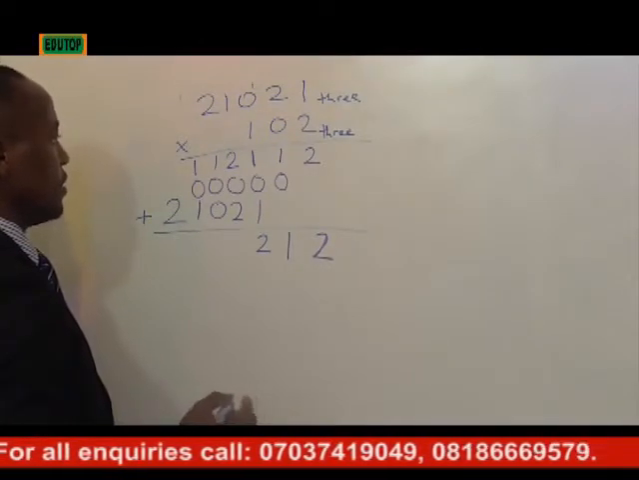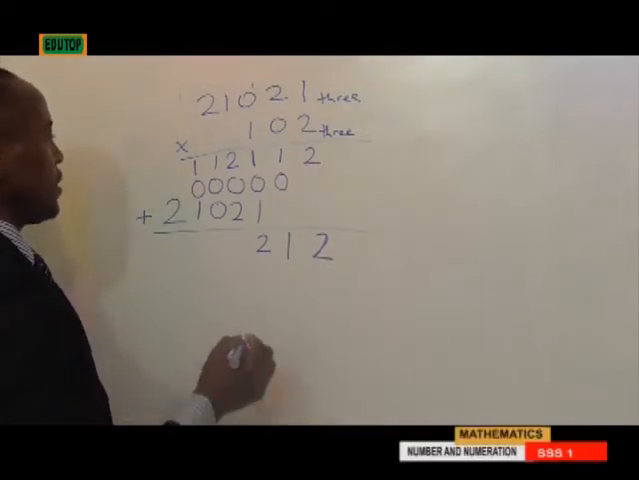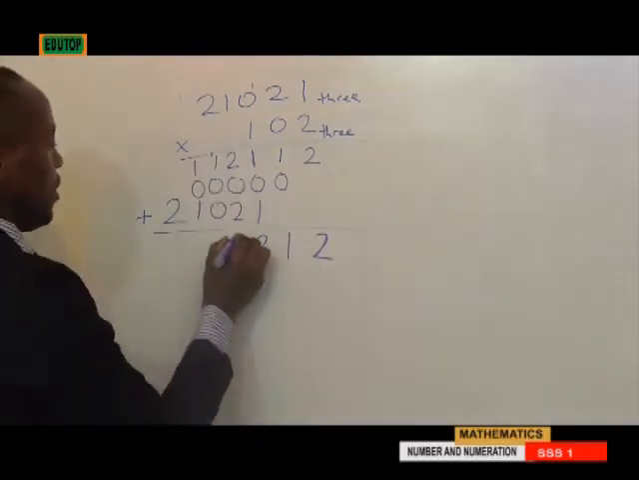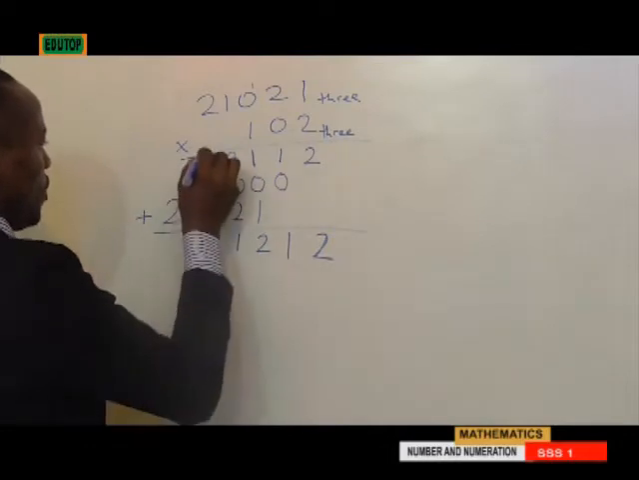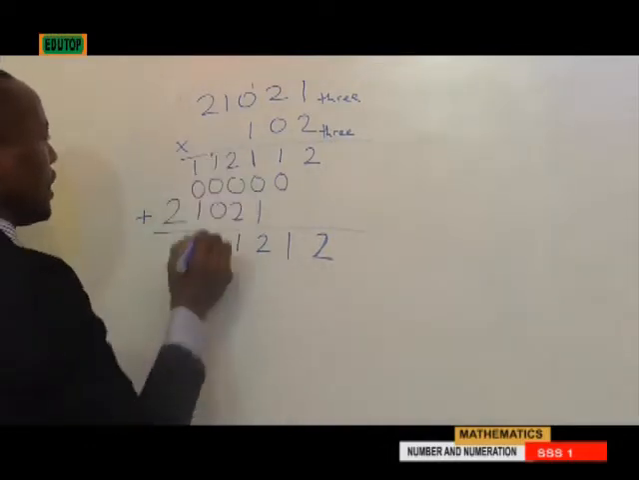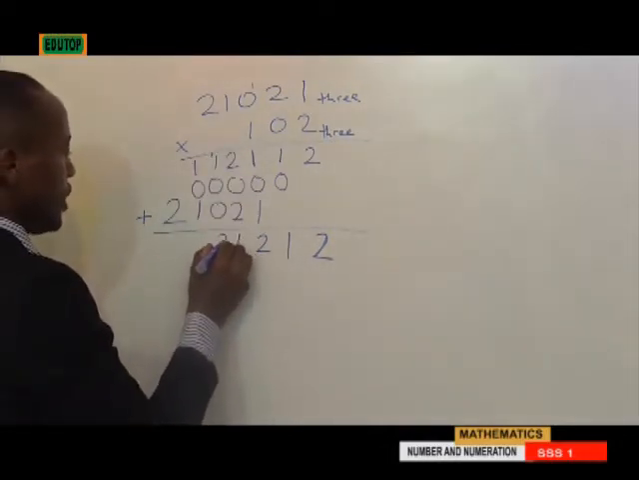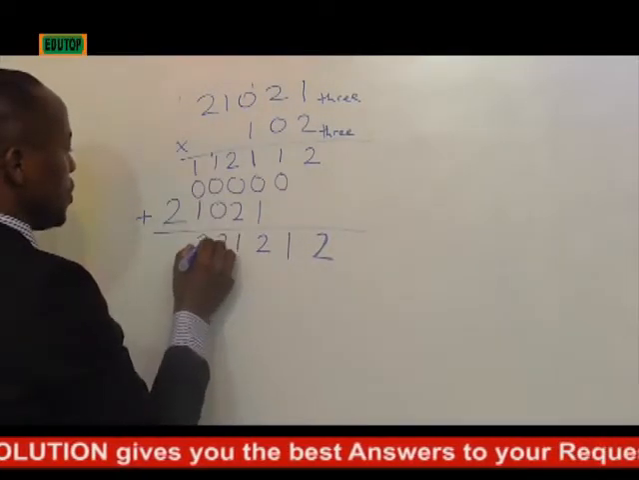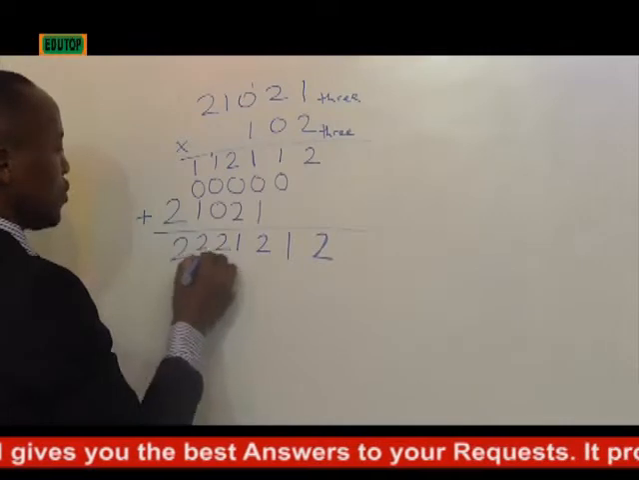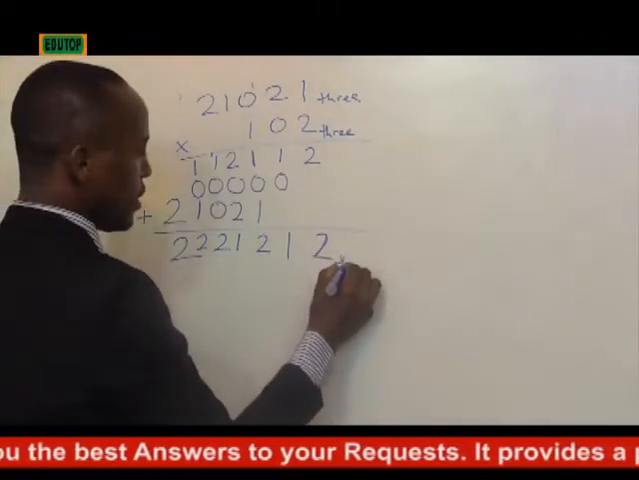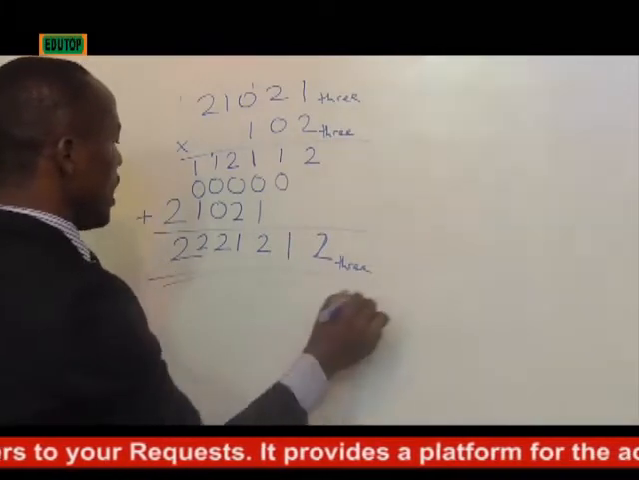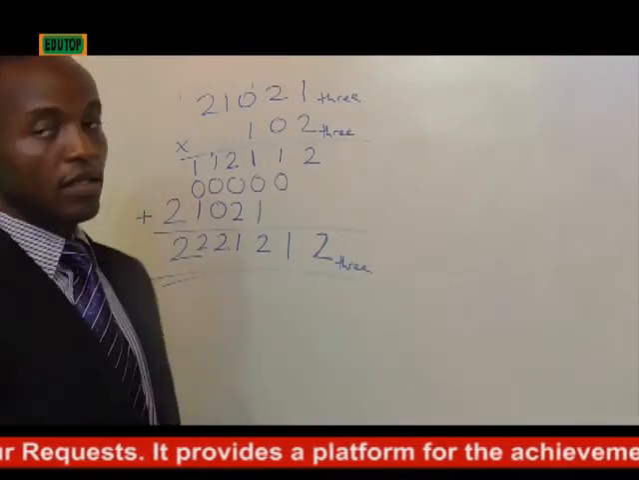That's more than 3. 4 divided by 3 is 1, remainder 1. We keep our 1 here. 1 plus 1 is 2. It's not up to 3. Then 1 plus 1 again is 2. And then 2, base 3, which is our final answer.